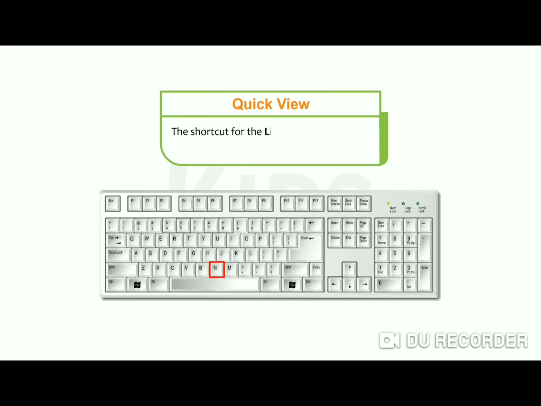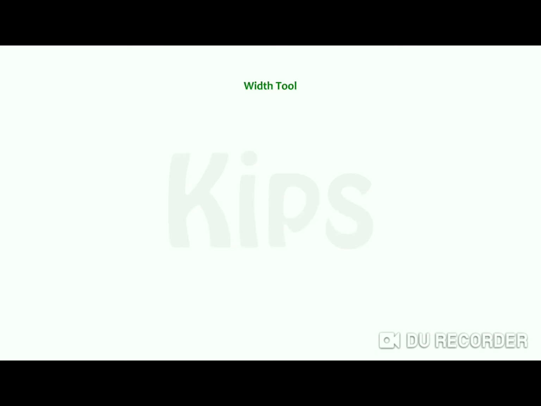Okay. Now, the shortcut for the line tool is N and for the rectangle tool is R. So these are the shortcuts. So the shortcut key to preview the animation is Control plus Enter. Now the shortcut for the ink bottle tool is S and for the paint bucket tool is K. Okay.